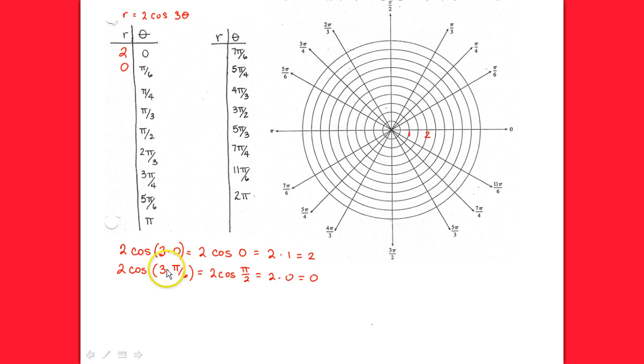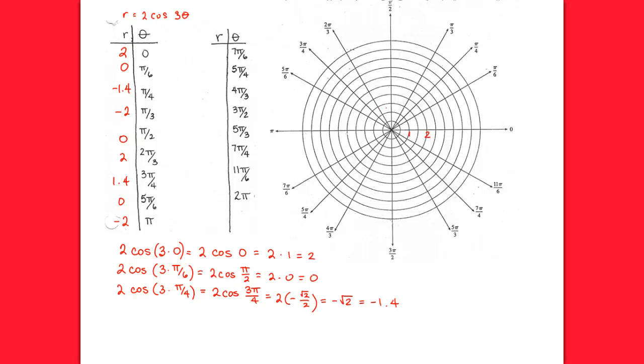Next one, pi over 6. So I'm going to have to do pi over 6 times 3 first and get pi over 2 before I take the cosine. Then cosine pi over 2 is 0, and 2 times 0 would be 0. So again, try putting the first maybe 2 or 3 or 4 of these in your calculator and make sure that you're getting the correct values. If you're having any trouble, let me know and I'll come look at it with you. And then once you've got those first couple of values working correctly in your scientific calculator, just go ahead and fill in the rest of the values from the table.